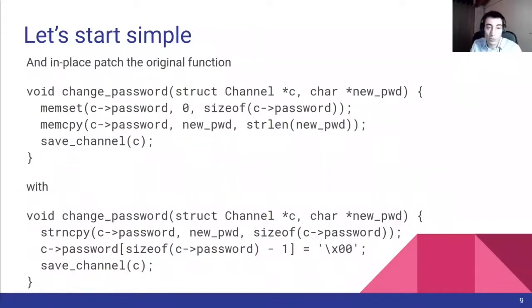Now, this process is quite involved, so I will start from a simple example, and let's assume we want just to patch the original function with a correct version which uses string copy instead of memcopy to copy the password from the user. Of course, using the correct size boundary, and ensuring that the last byte is zeroed.